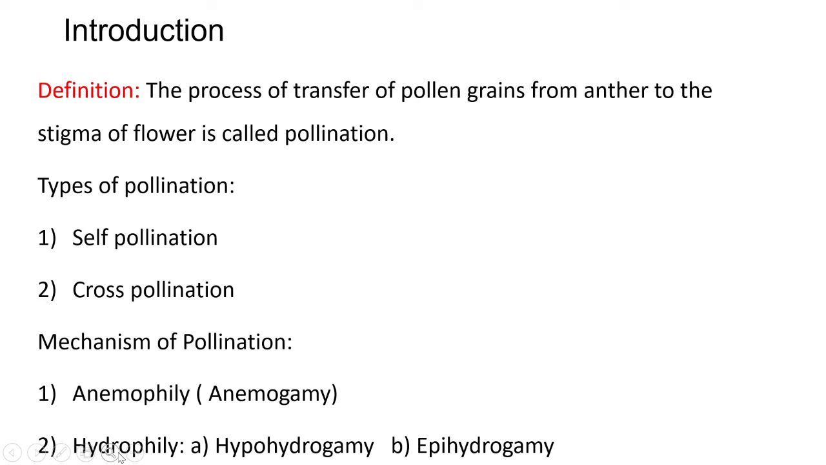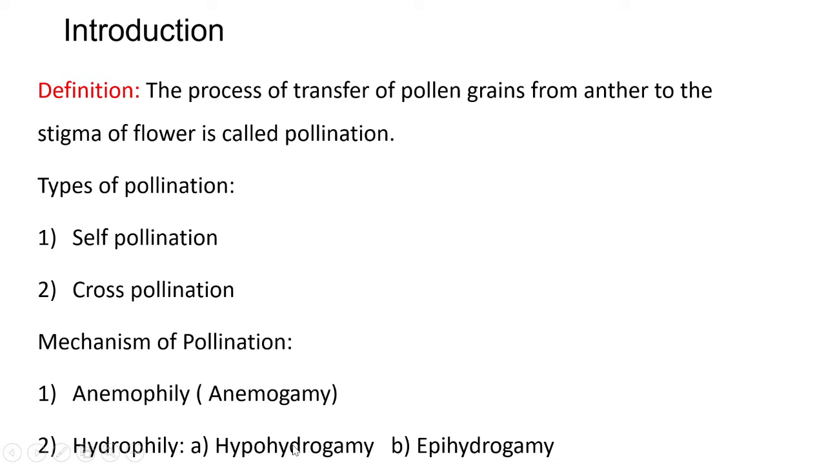Second type is nothing but the hydrophily. It is a rare phenomenon in which pollination takes place through the water. Hydros means water. In this mechanism, the pollen grain is passively carried to other flower by water currents, which is called hydrophily. There are two subtypes of hydrophily, hypohydrogamy and epihydrogamy.